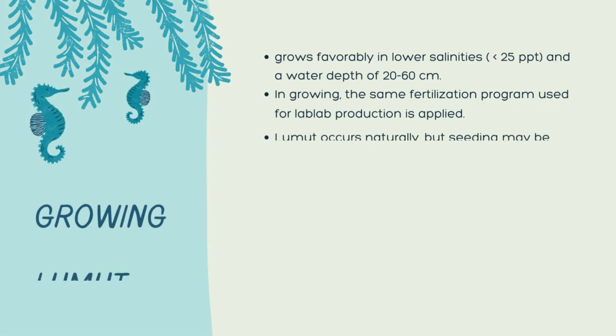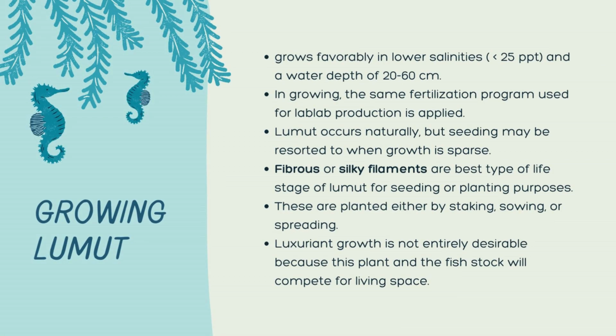Lastly is the growing of lumot. The fertilization process of growing lumot is the same as the fertilization process of lablab, and this grows favorably in lower salinities and a water depth of 20 to 60 centimeters. Lumot occurs naturally, but seeding may be resorted to when growth is very sparse.